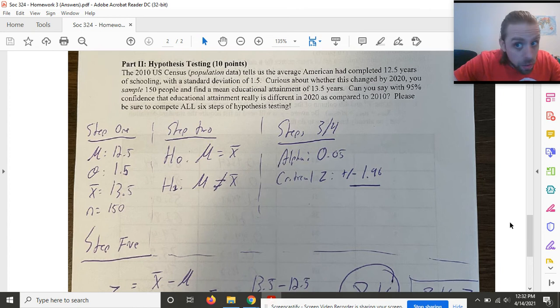And I will do a two-tailed z-test because I have been asked whether the value in 2020 is different from what the value was in 2010. So when I say different, it could go either way, right? It could be greater, or it could be significantly less than.